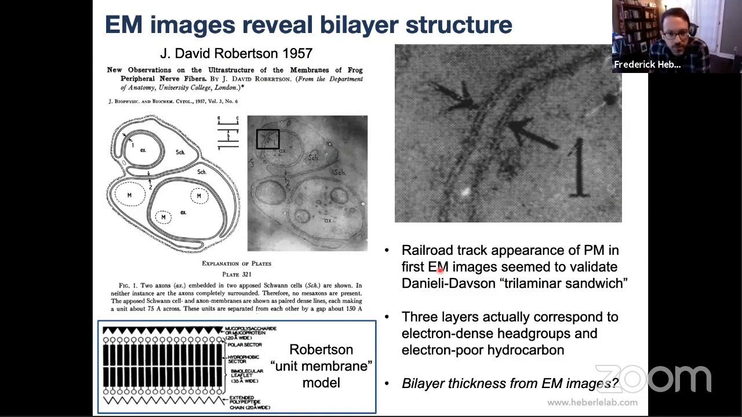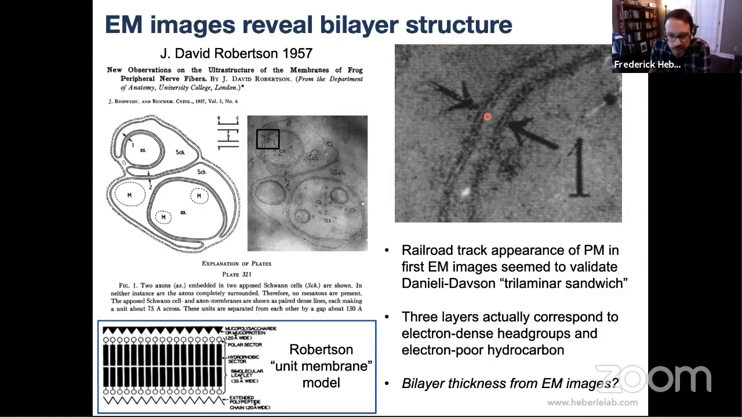This was the structure that had been proposed by Danielli and Davson in the 1930s. So for Robertson's model, he interpreted the light inner region as the electron poor lipid bilayer, and the dark bands on either side as protein, 2 protein layers on either side of the membrane. We now know that that interpretation was wrong, and that the 3 layers here correspond to the hydrophobic core of the membrane and the 2 relatively electron dense polar head group regions on either side.